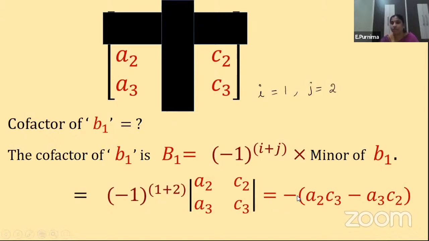Okay, no need to write 1 as a coefficient. We know that. So here it is nothing but minus of A2 C3 minus A3 C2. This is how you got it, you know already: A2 into C3 minus A3 into C2. This is nothing but the minor element. Clear? Now this is the way you find the cofactors.